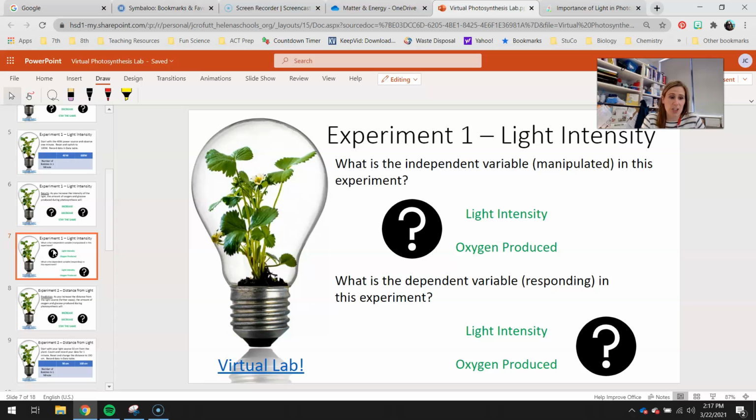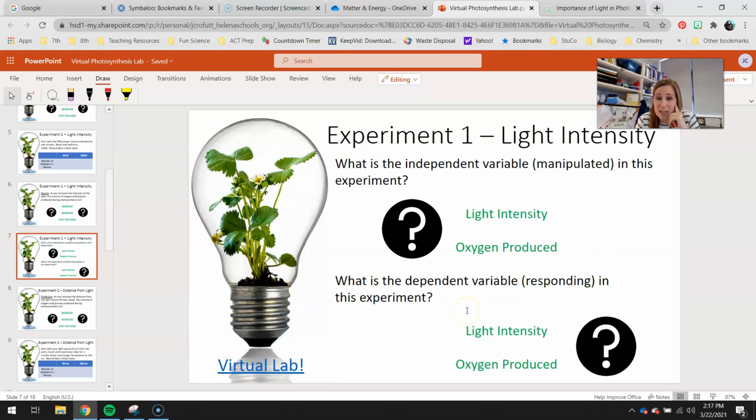Okay, you guys are ending up each experiment with this question. What is the independent variable or the manipulated variable in this experiment? That's the thing that you guys changed as scientists. So what did you change as a scientist? Was it the light intensity or the amount of oxygen produced? Circle one of those, okay?